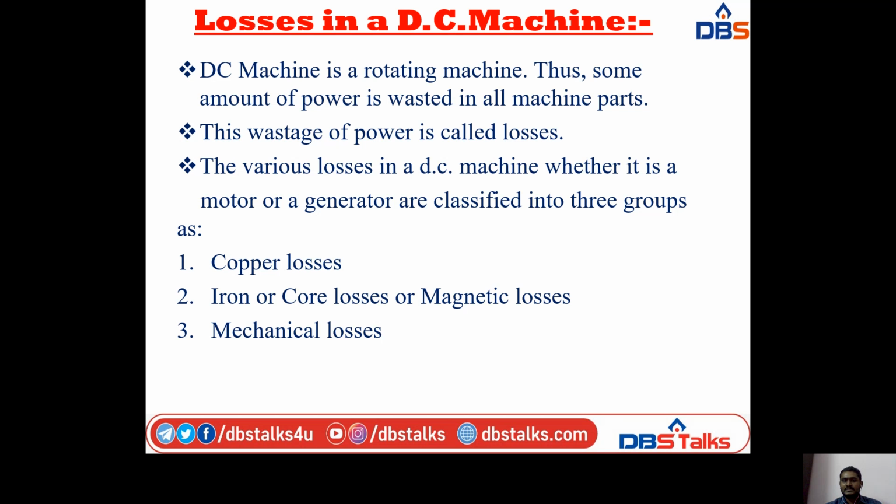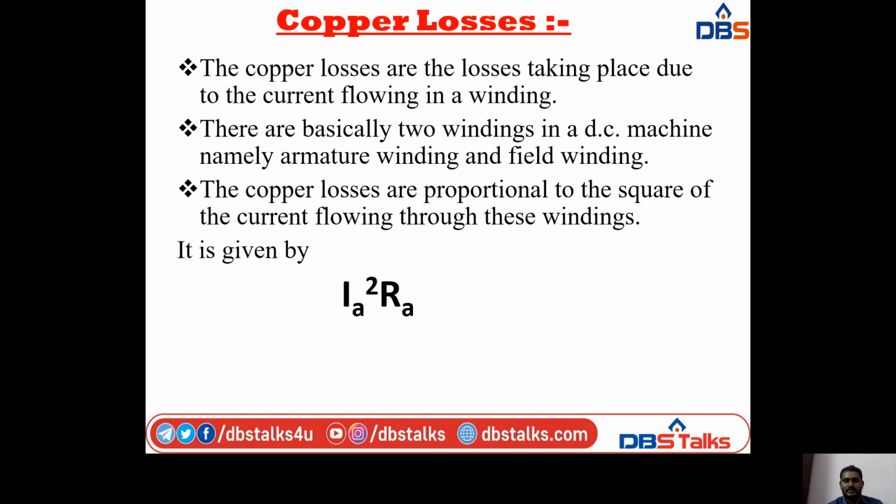The various losses in a DC machine, whether it is a motor or a generator, are classified into three groups. Those are copper losses, iron or core losses, or magnetic losses, and lastly we have mechanical losses, which include stray losses also. Firstly, I will discuss copper losses.